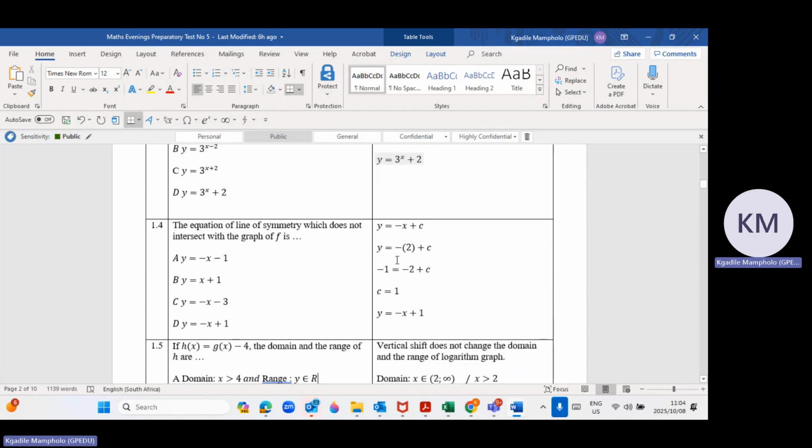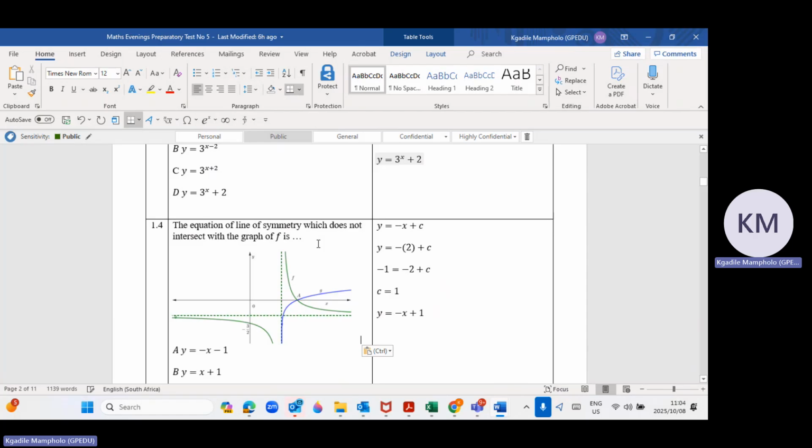1.4, the equation of the line of symmetry which does not intersect with the graph. If you look at this, when you talk about the equation of line of symmetry which does not intersect with the graph, you talk about the one with negative gradient. Remember, lines of symmetry can have the positive gradient and the negative gradient. It is not always the case that the one which does not intersect with the graph would be the one with the negative gradient.